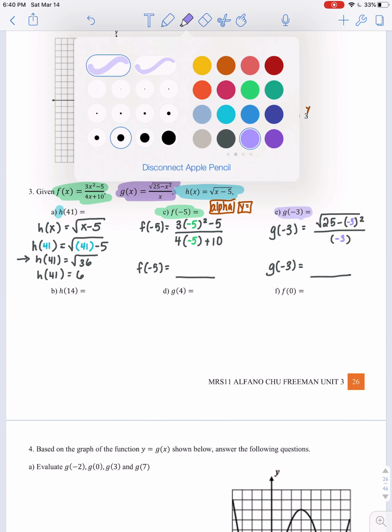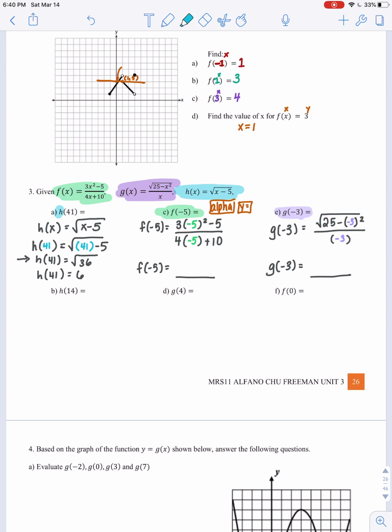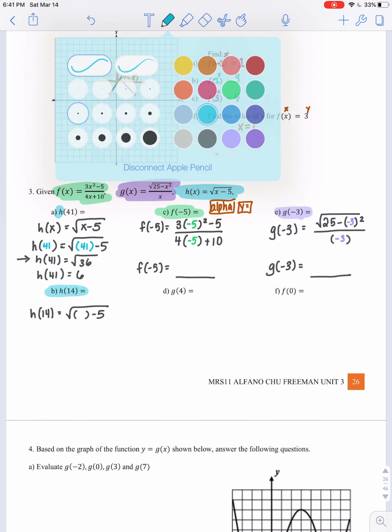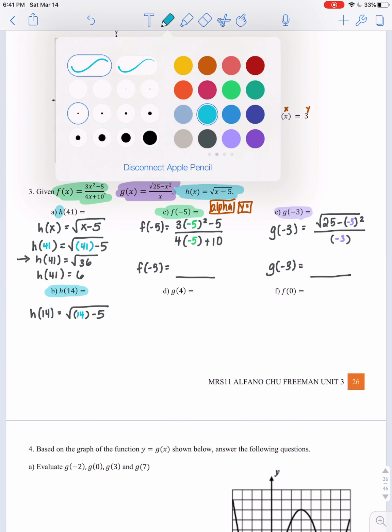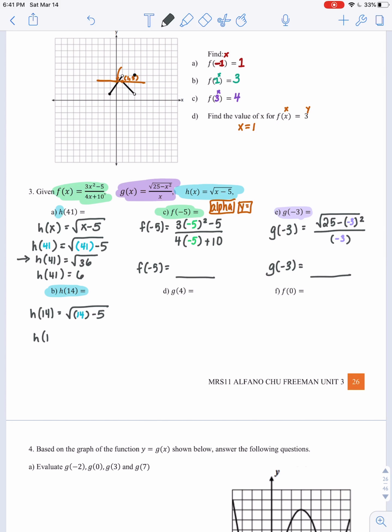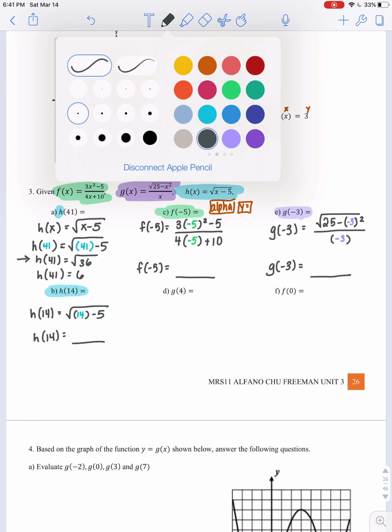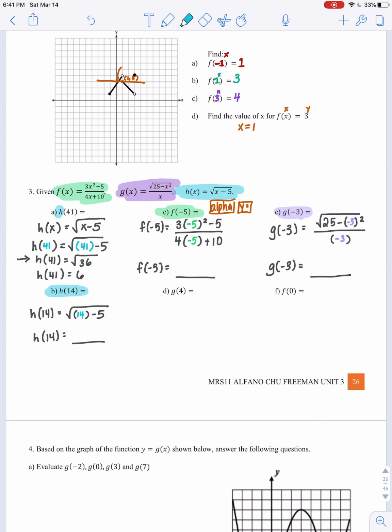Okay, h of x. So we're finding h of 14. We're going to be using our h function. So h of 14 is going to be the square root of 14 minus 5. Again, instead of x, we're replacing it with our number. So h of 14 equals blank. Please find that number.